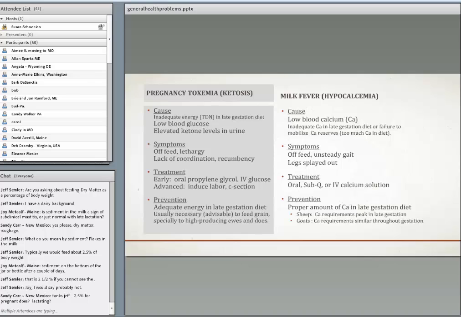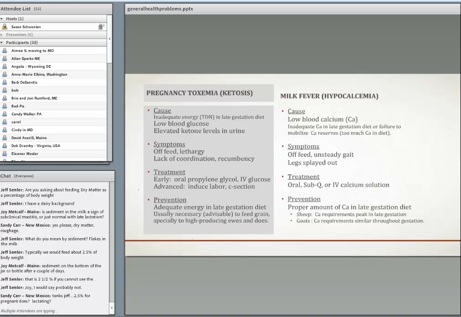You prevent it by properly feeding enough energy in the late gestation diet. It's usually necessary to feed grain, especially to high-producing ewes and does. Hays just aren't nutrient dense enough. Thin ewes are more susceptible, fat ones are more susceptible, old ones are more susceptible, those carrying multiple births are more susceptible, timid ones are more susceptible.